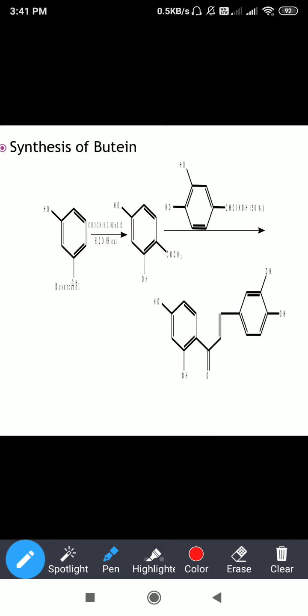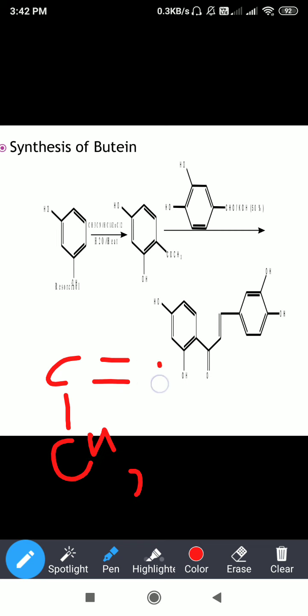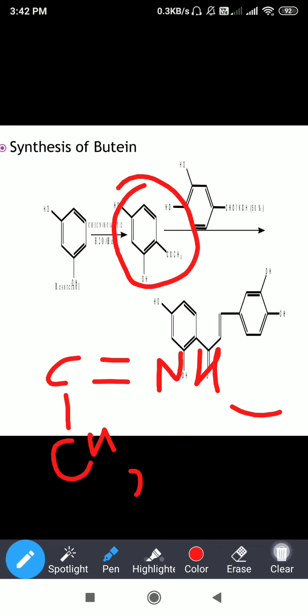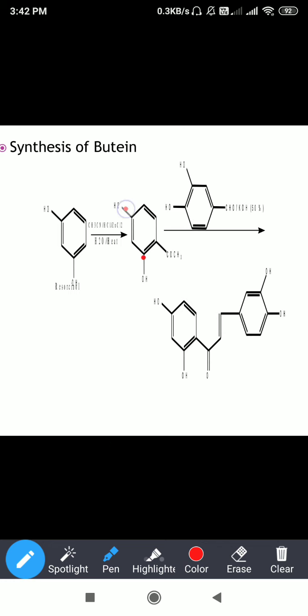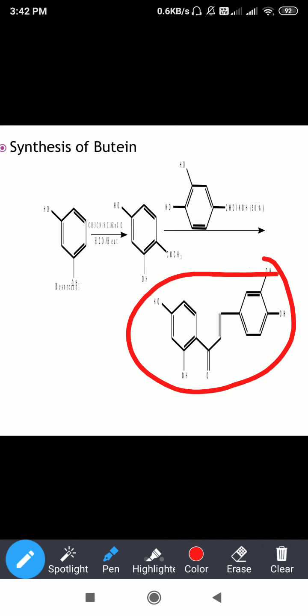Now there is an imine formation that takes place, that is CH3 double bond NH2. Now this imine gets hydrolyzed and we get this product, that is the dihydroxy acetophenone. Now dihydroxy acetophenone reacts with this dihydroxy benzaldehyde and we get this product, that is the butene.